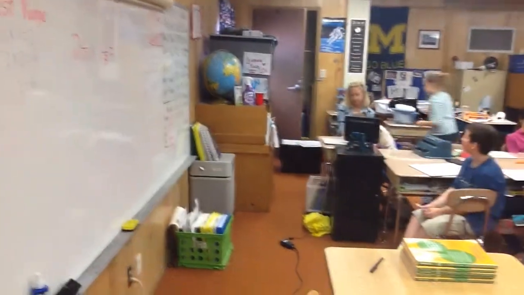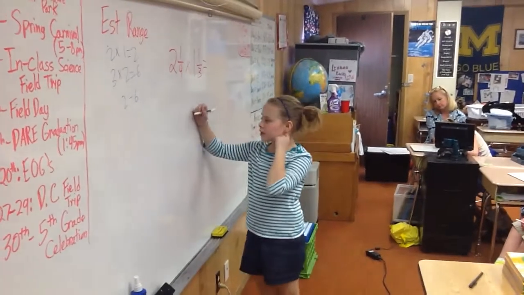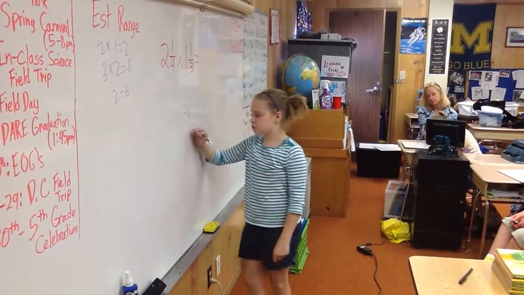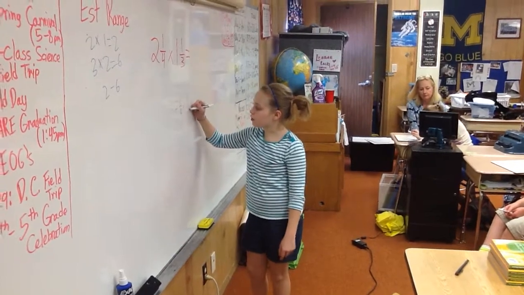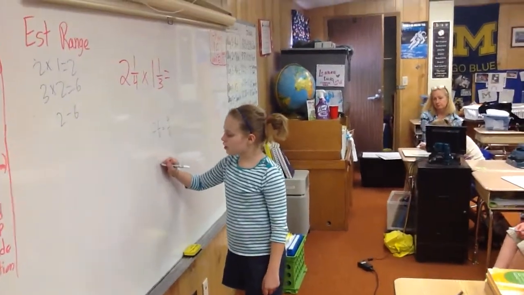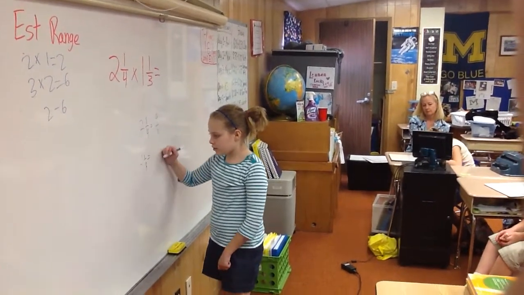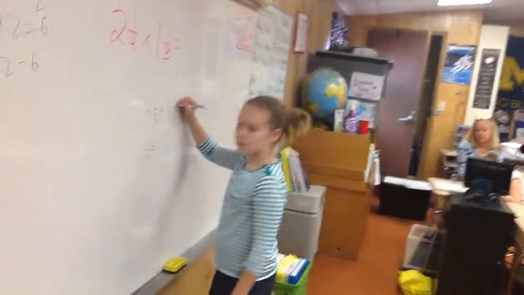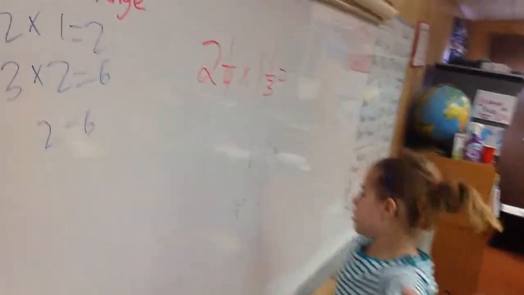Dylan. So first you have to make 2 1/4 an improper fraction. 2 times 4 is 8. 8 plus 1 equals 9. So 9 over 4. 1 1/3 into an improper fraction. You do 3 times 1, which is 3. 3 plus 1 equals 4. So this one's 4 over 3. Okay, here. Write it out with the 9/4 times 4/3 with this one. Easier to see, please. Thank you.